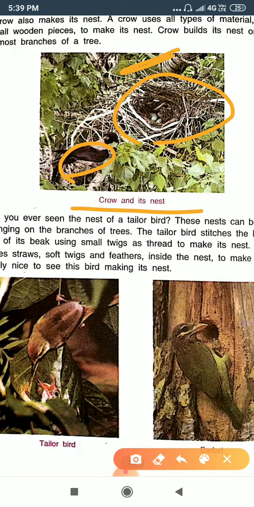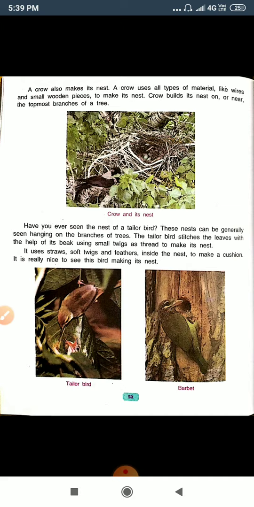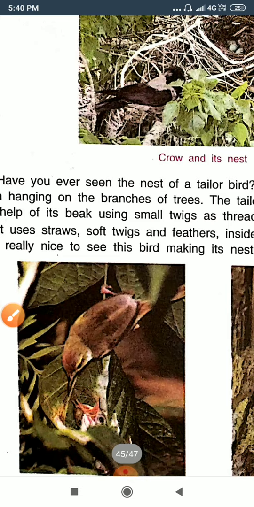Now move to the next type of bird, that is the tailor bird. What is that? That is the tailor bird. See this, this is the nest of the tailor bird.